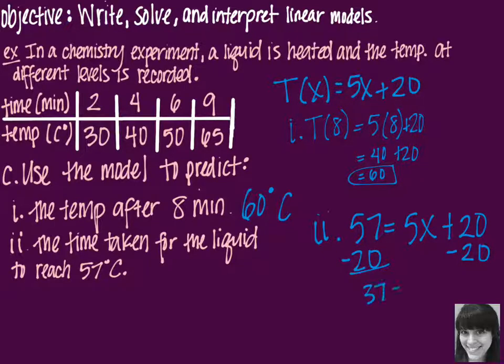I get 37 equals 5x. I divide both sides by 5. I get x equals 37 divided by 5. I'm fine with this answer, but the book isn't, and they give it in decimal form, and I guess that's what we should do too. So 7.4. That is not our answer. You have to put it in terms of the question. So the time taken for the liquid to reach 57 degrees is 7.4 minutes.